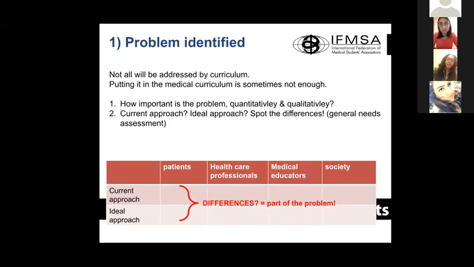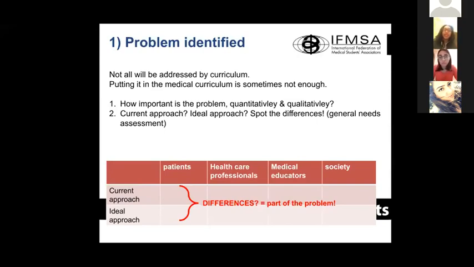And in the second row, what is the ideal approach? What is the ideal approach that I have to use to approach the patient? What is the ideal approach that has to be done by the health professionals in the practice of medicine? What is the ideal practice that health professionals have to be doing? What is the ideal approach for the medical educators? What is the ideal way to approach the society?